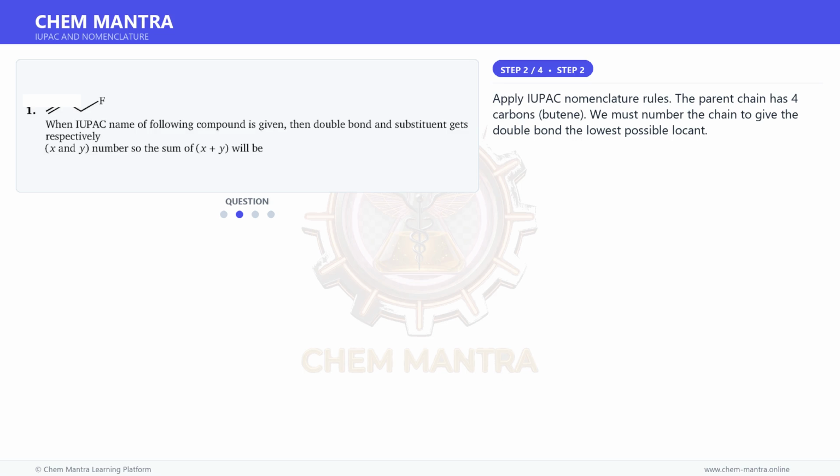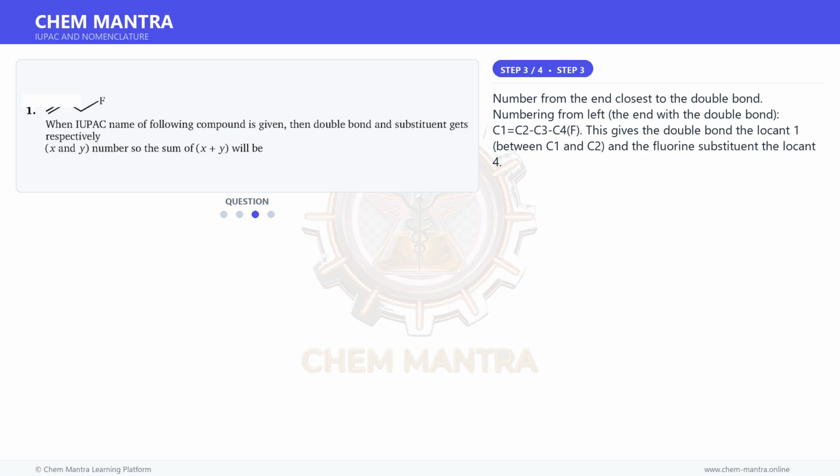Apply IUPAC nomenclature rules. The parent chain has 4 carbons, butene. We must number the chain to give the double bond the lowest possible locant. Moving on to the next step.